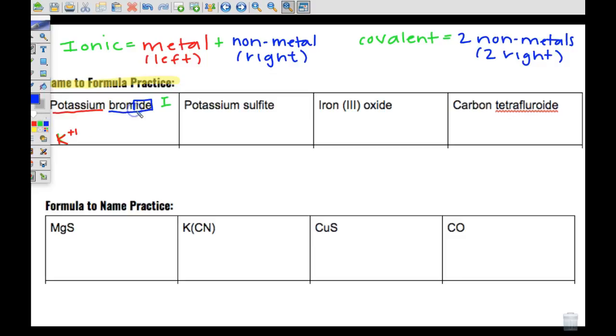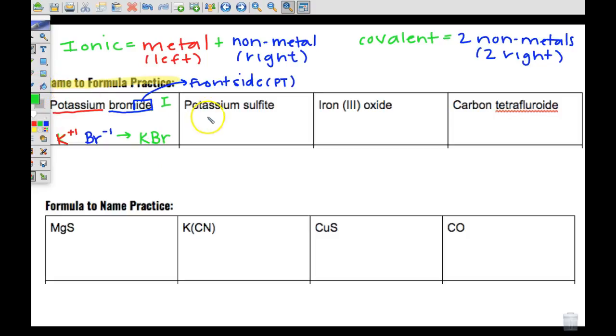Bromide, so that IDE ending signifies that it's a front side element on the periodic table. So if I look at the root of the word, brom, that's bromine, or Br. I also have to look up the oxidation number for bromine, which is -1. So because potassium and bromine have the same number but opposite charges, that means I only need one of each, so my formula is KBr.